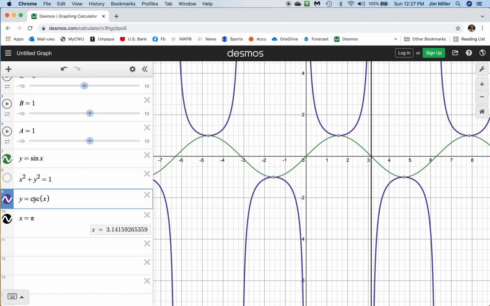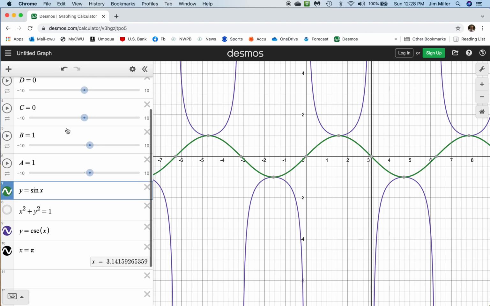So cosecant is the reciprocal of sine, so it's 1 over the sine. Well, if sine is 0, 1 over 0 is undefined. Notice where the sine is 0, there's an asymptote. Notice the sine is 0 at pi, there's an asymptote. At 2 pi, there's an asymptote. Okay? Now, what if we played with that?